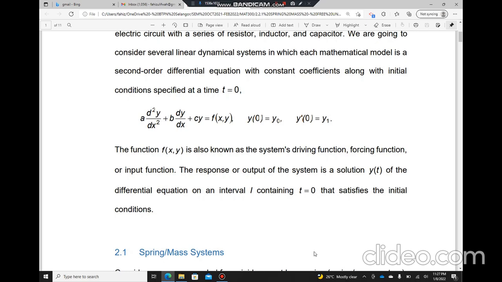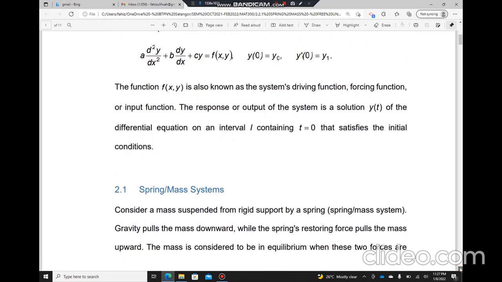Okay, so first, yang tu secara general untuk chapter 5, which is application of second order differential equation. Okay, now we discuss about spring or mass systems. Okay, so 2.1 spring or mass systems.